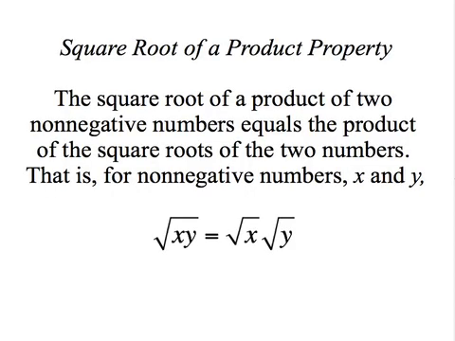And that brings us to the square root of a product property. The square root of a product of two non-negative numbers equals the product of the square roots of the two numbers. That is, for non-negative numbers x and y, the square root of the product of x and y is equal to the square root of x times the square root of y.